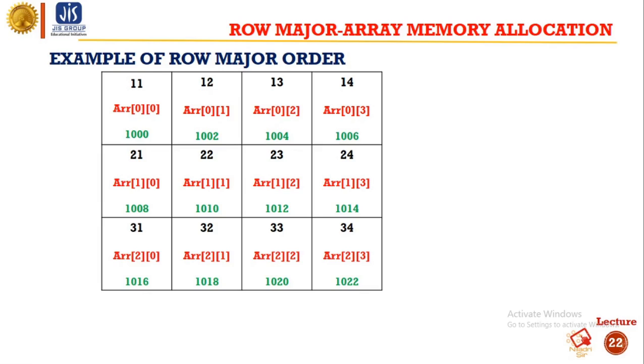And 31 means third row, first column. 32 means third row, second column. Next, 33 means third row, third column. And 34 means third row, fourth column.